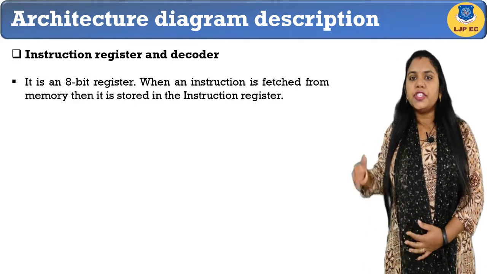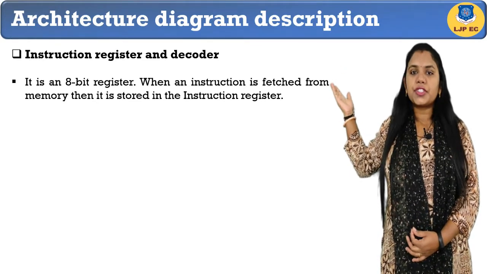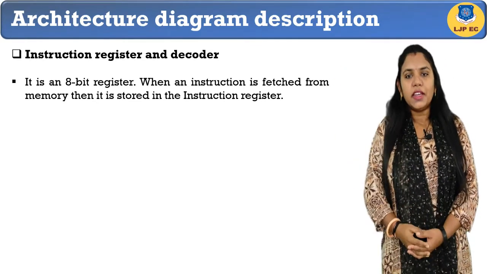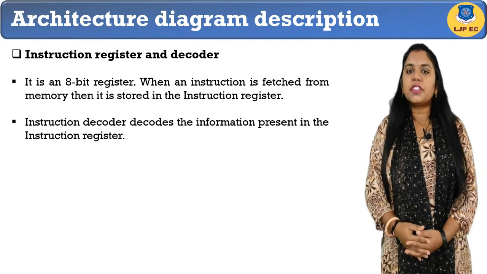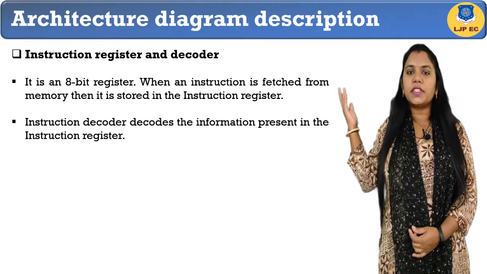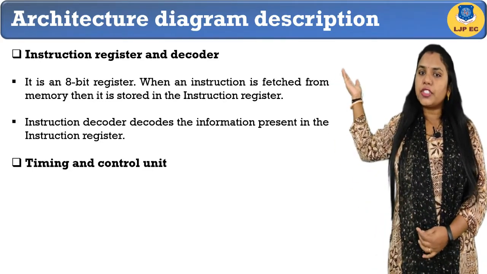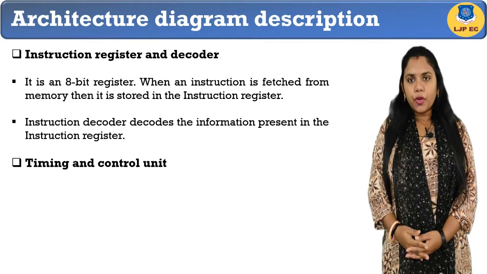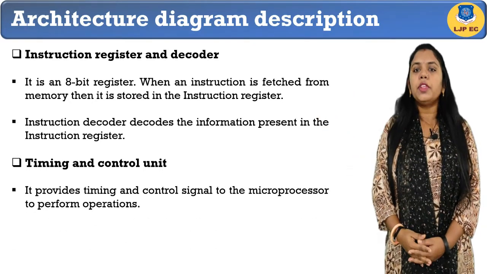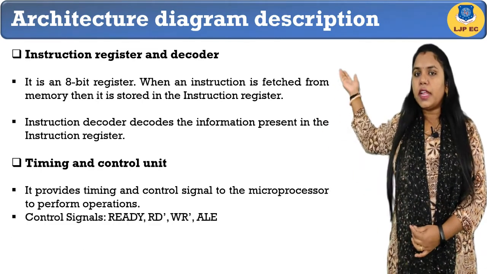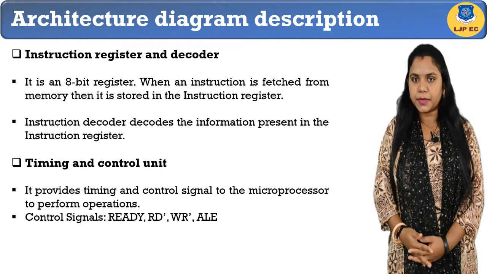The next is instruction register and decoder. It is an 8-bit register. When the instruction is fetched from the memory, it is stored in the instruction register. Instruction decoder decodes the information present in the instruction register. The next is timing and control section. It provides timing and control signals to the microprocessor to perform the operations. The timing and control signals control external and internal circuits.